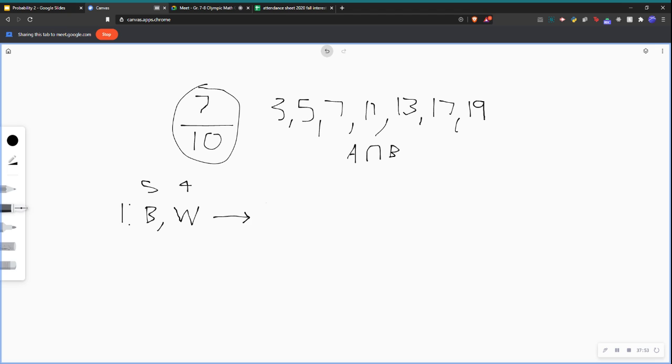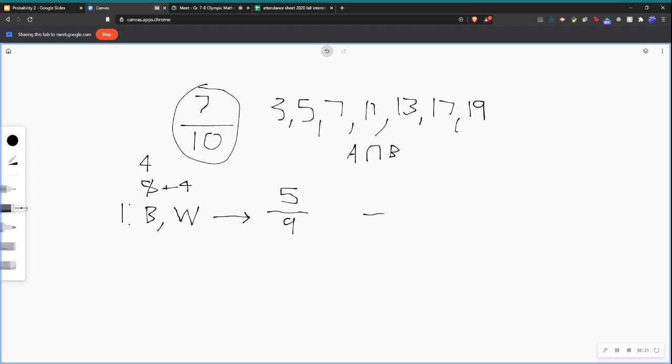Yep, Elaine said 5/9. So we have 5 black marbles, and then the total number of marbles in the bag is 5 plus 4, which is 9. Right. And now we want to figure out the probability of picking out a white marble. So now be careful here, because we're picking out the white marble after the black marble. So that means this number has decreased to 4.